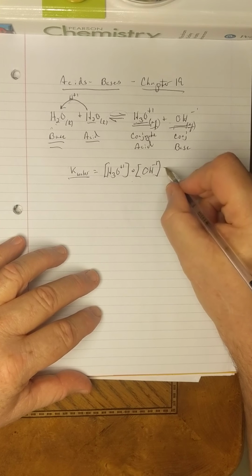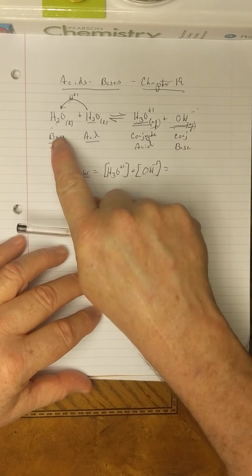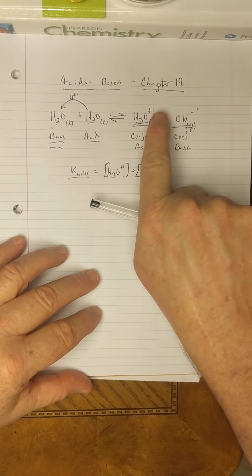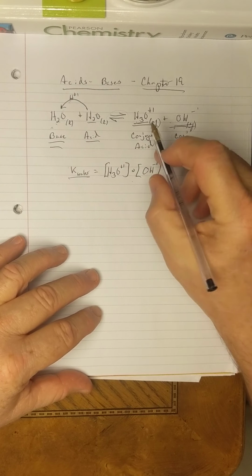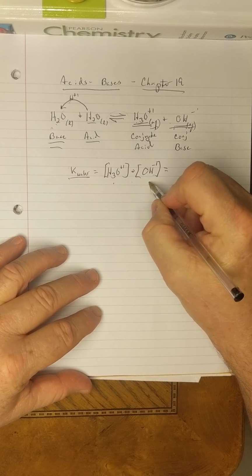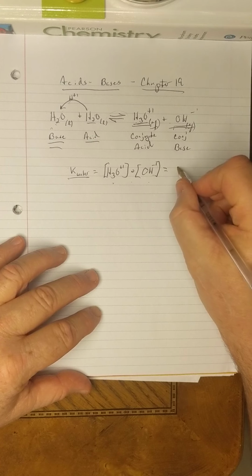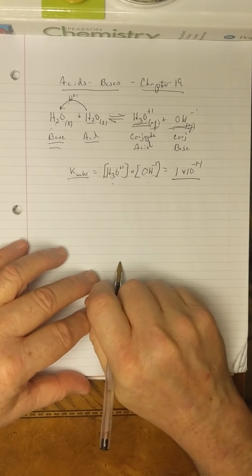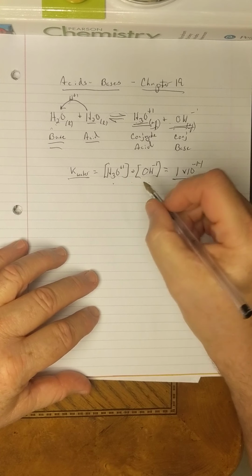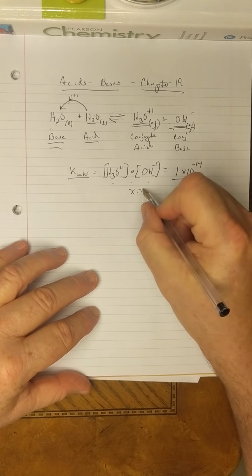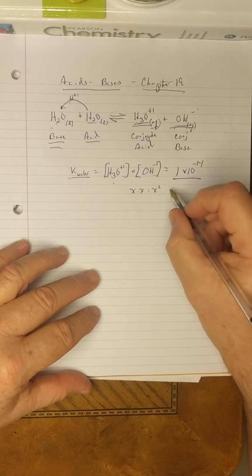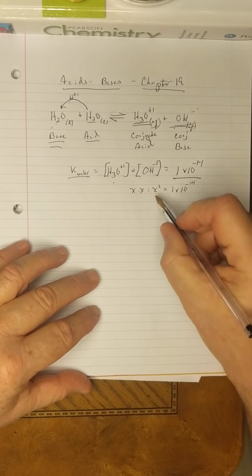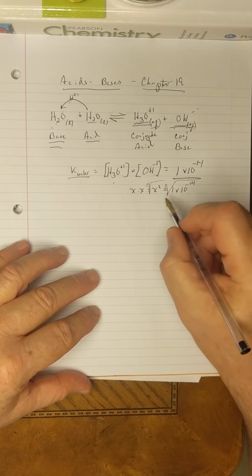This number is a constant, and it's a very small number, meaning that out of all the water in a glass of water, only a little bit becomes acid and base. And as much acid as you make, an equal amount of base is made in neutral water. Well, this value is 1 times 10 to the negative 14th. Now if these two things are equal to each other, and I call them x, that would be x squared.